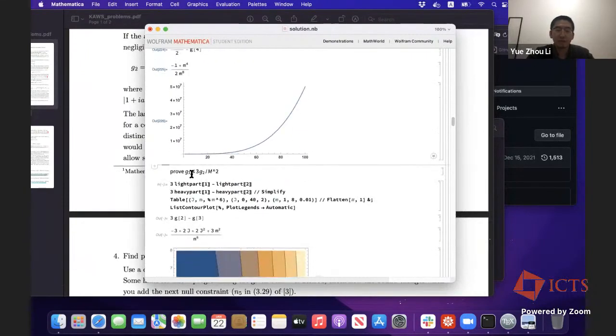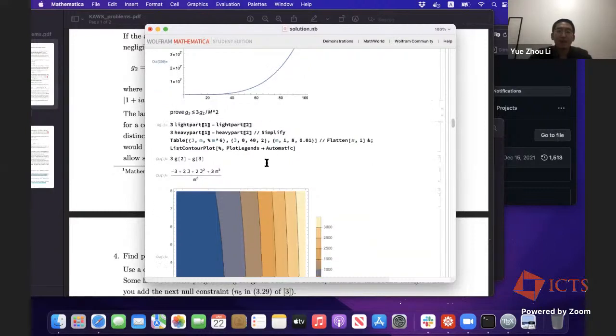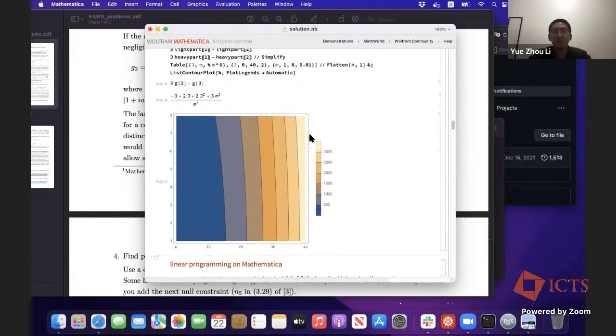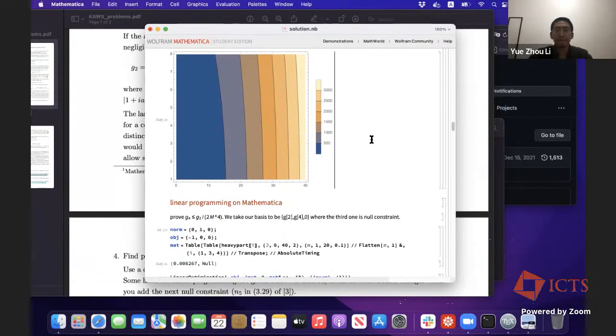For the bound G3 less than 3 G2, it's a little bit more complicated, but you can still eyeball it. You make a combination for 3 G2 minus G3, and you make the same combination for the heavy part. Now the final expression for the heavy part is a little bit more complicated. It depends on M, and it also depends on J. But you can easily prove it's all positive for any M larger than one and for any even spin. A nice way to show this is to make a contour plot. Using the contour plot, you will find there's no negative region. It's all positive, and you can also clearly see it goes from small to large and so on. But this is just eyeball work.